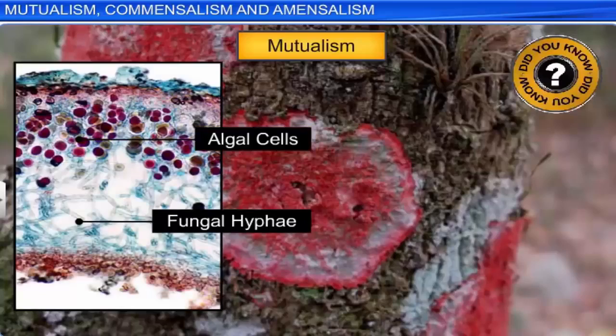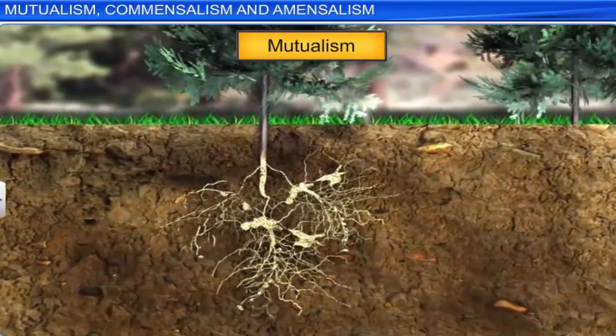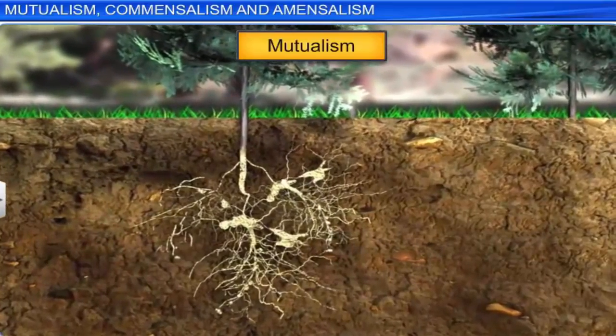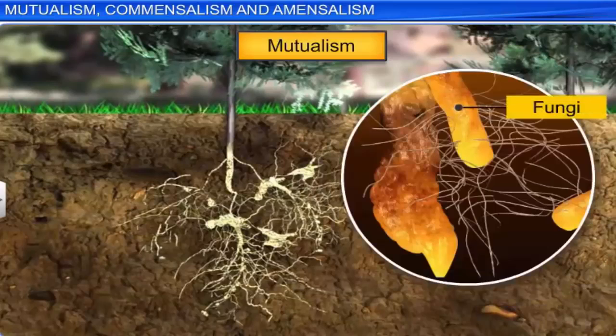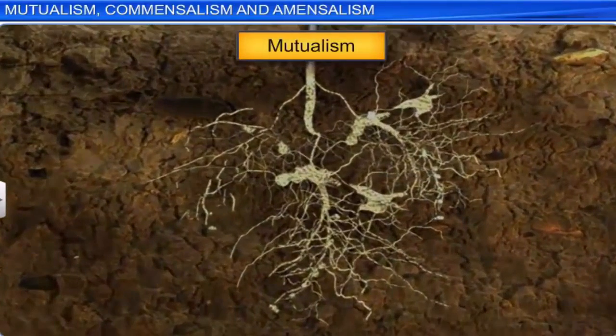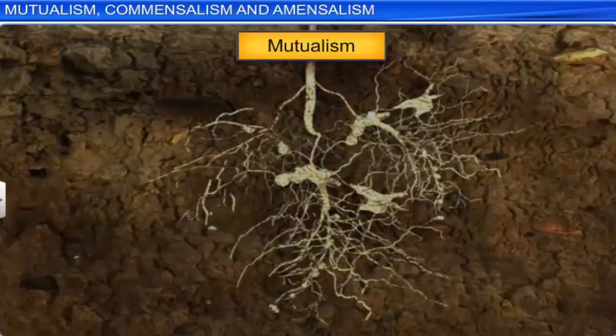Likewise, some higher plants also show mycorrhizal association, in which fungi are connected to the roots of the plant. The fungi help the plant absorb nutrients from the soil, while the plant provides food in the form of carbohydrates to the fungi.